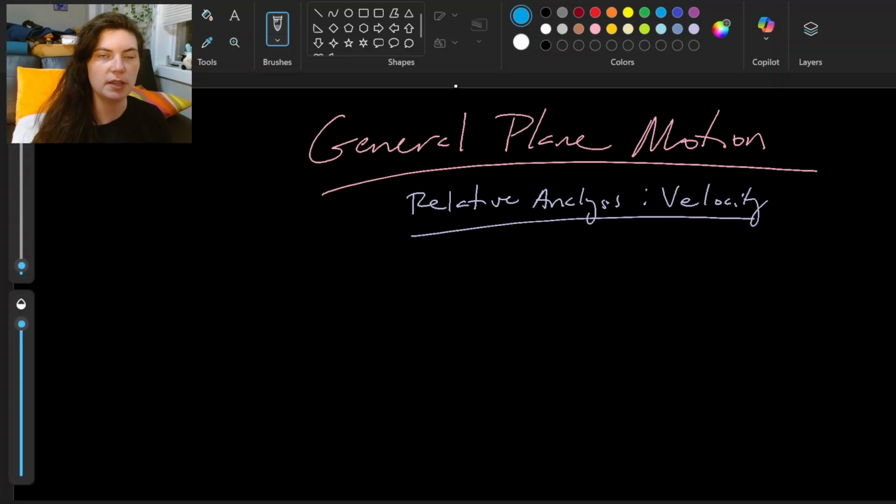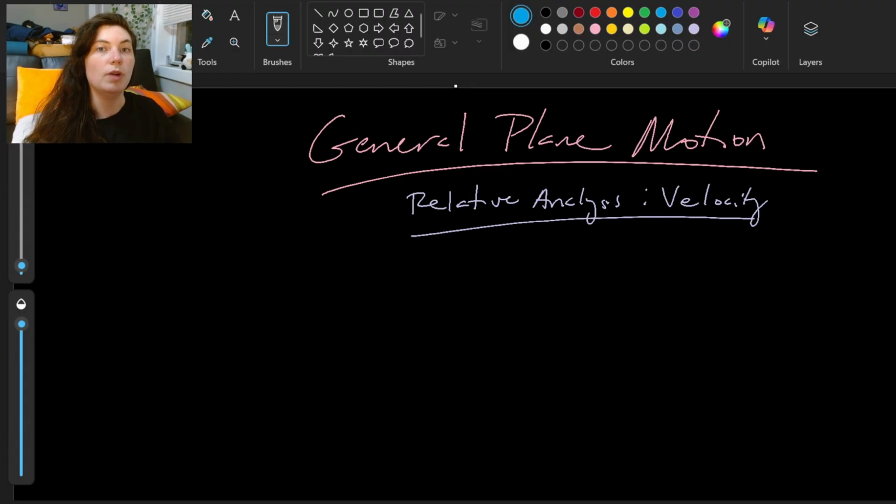So one of the more common ways that we talk about planar kinematics in our general plane motion is through a relative analysis. If we remember general plane motion, what we're talking about is something that is translating and rotating at the same time. As it's moving through the plane, it's rotating about some axis as it's passing through, and also moving at the same time, right? Translation and rotation.